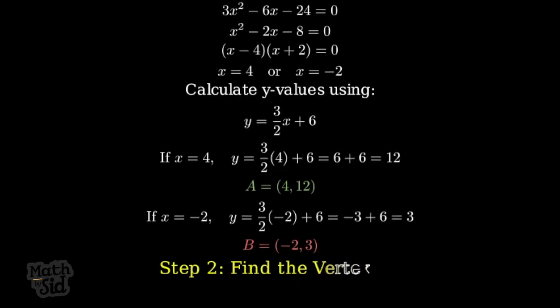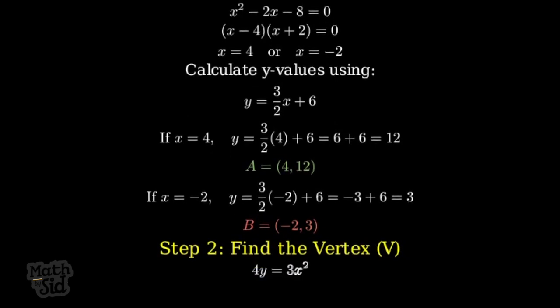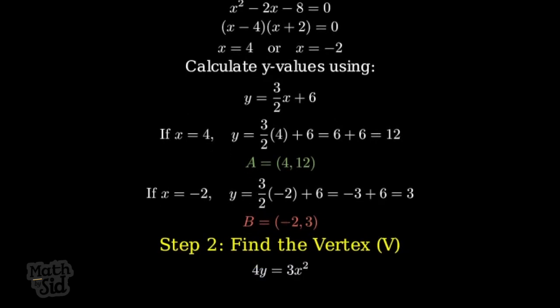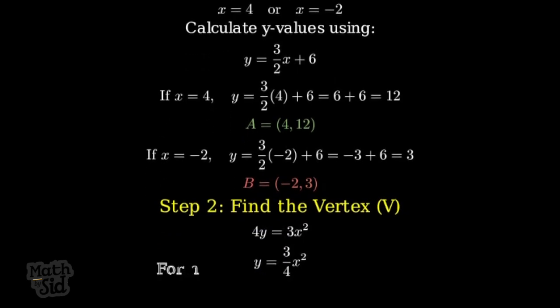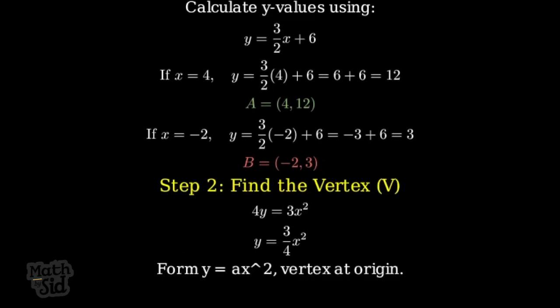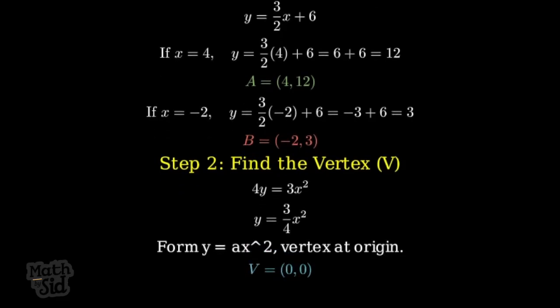Next, let's find the vertex of the parabola. The equation is 4y equals 3x squared. We can rewrite this as y equals 3/4 x squared. This is a parabola in the form y equals ax squared, centered at the origin. Therefore, the vertex V is at the point (0, 0).